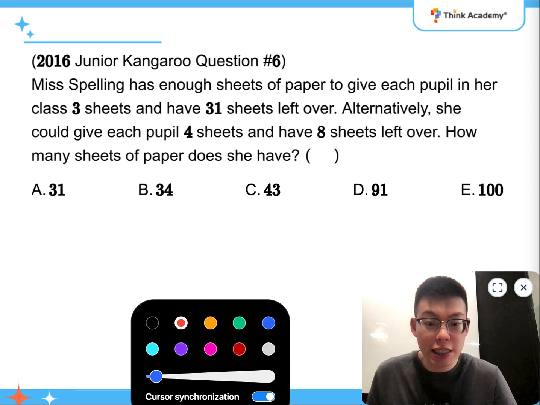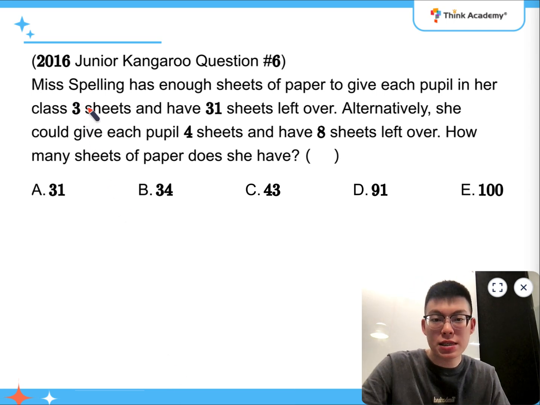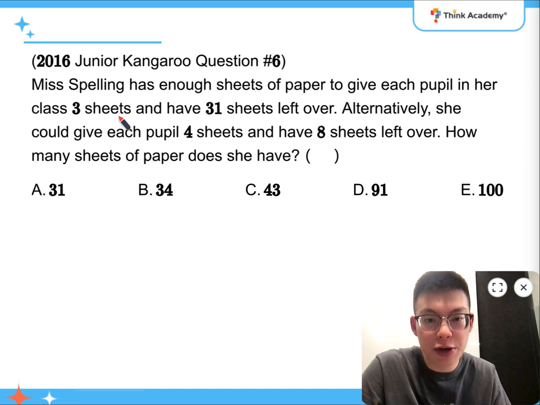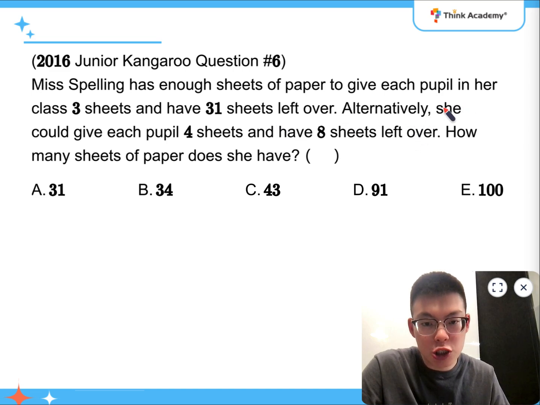At question 6. It says that Miss Spelling has enough sheets of paper to give each pupil in her class 3 sheets and have 31 sheets left over. Alternatively, she could give each pupil 4 sheets and have 8 sheets left over. So how many sheets of paper does she have?